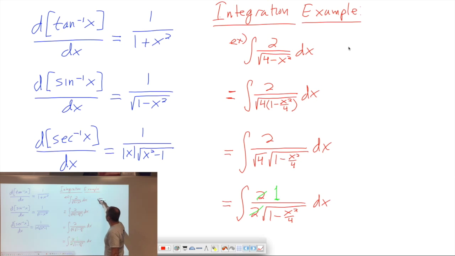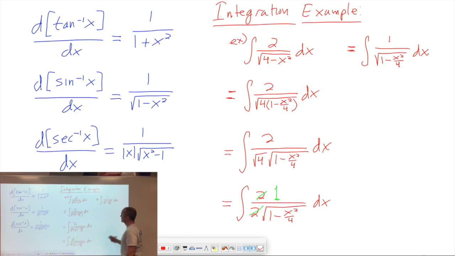So now I'm looking at the integral of 1 over the square root of 1 minus x squared over 4 dx. As soon as this looks like my inverse sine pattern, I'm done. Here's the problem. This is going to be really annoying for some people. I have x squared over 4. I don't have x squared.